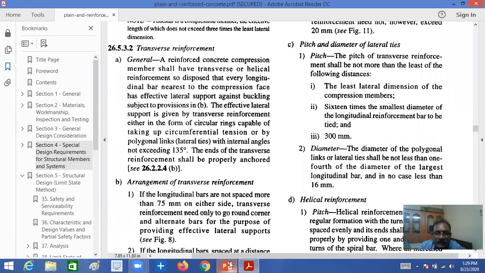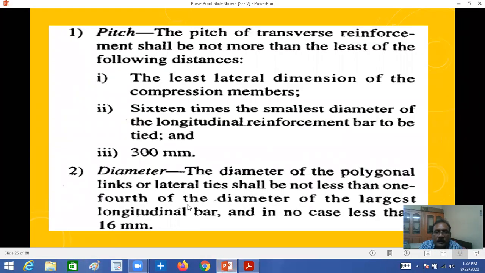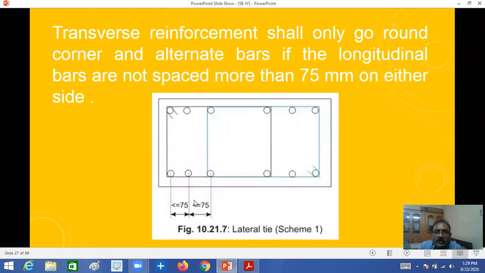So these are very important design requirements in the columns, right? See, transverse reinforcement shall go around corner and alternate bars if the longitudinal bars are not spaced more than 75 mm on either side. See, the spacing should be less than 75 mm if you provide more number of bars.